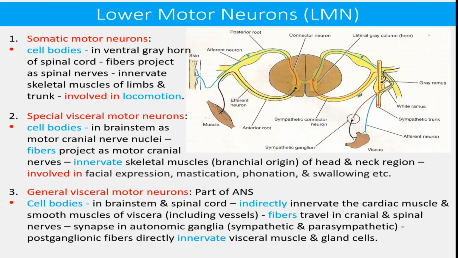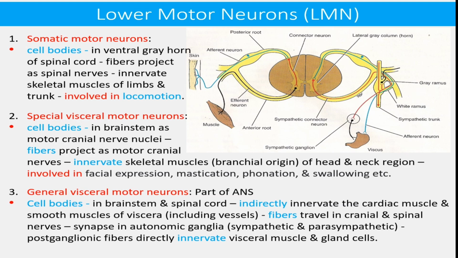The second group is special visceral motor neurons. Their cell bodies are located in the brainstem as motor cranial nerve nuclei. Fibers project as motor cranial nerves and innervate skeletal muscles of the head and neck region. They are involved in facial expression, mastication, phonation, and swallowing, etc.